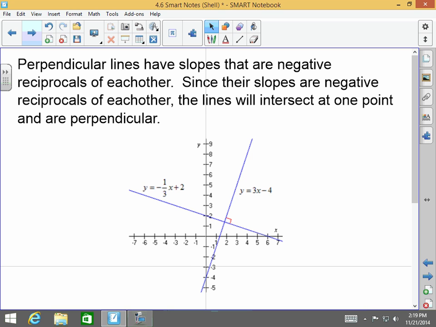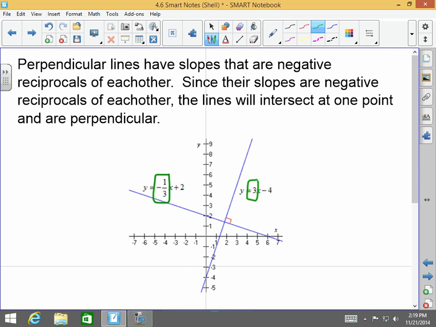Since their slopes are negative reciprocals of each other, the lines will intersect at one point and are perpendicular. So you can see here, guys, negative reciprocal. To find a negative reciprocal, find the original slope, multiply it by a negative, and reciprocate it. That means flip it. So if you look at the slope of these two lines here, you have -1/3 and you have 3. Those are negative reciprocals.